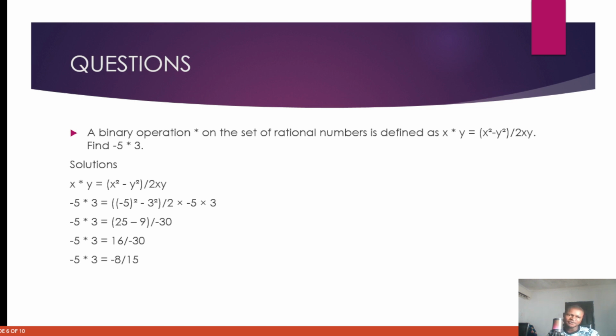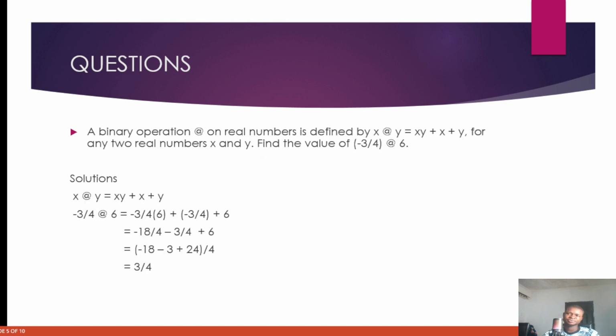So from here we have minus 5 times 3 times 2, which will give us minus 30, and at the end of the day we have 16 divided by minus 30, which means that when we reduce the expression, we are going to have minus 8 over 15. The minus at the denominator is shared by both numerator and denominator. That is why we have decided to place our negative sign at the numerator.